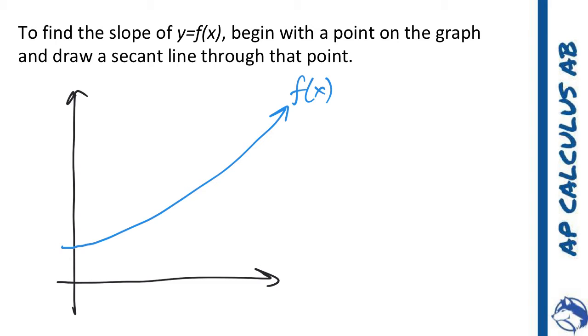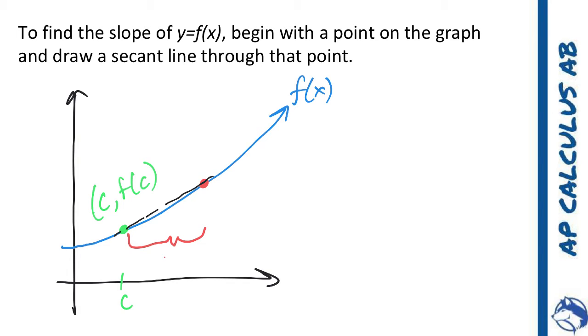All right, so we're going to want to try and find the slope of y equals f of x. We're going to begin with a point on the graph, and we're going to draw a secant line through the point. So I just drew some arbitrary line f of x here, and I'm going to put on a point C. This is going to be labeled (c, f of c). What I want to do is choose another point, and I'm trying to find the slope that goes through those two points. That would be what's called a secant line.